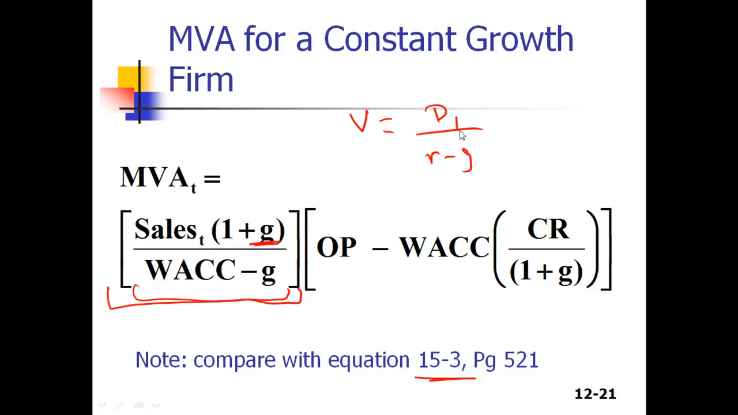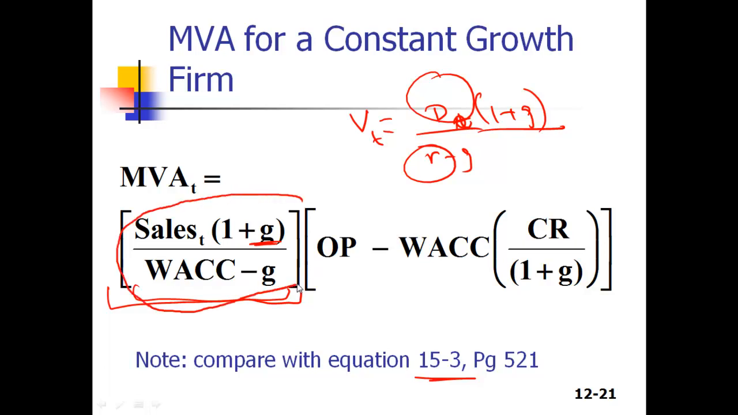Notice that actually a better way of putting this would be D naught. So value at time t would be dividends at time t into 1 plus G. So the D is being replaced by sales and the R is being replaced by WACC because we are taking an overall company perspective. The sales are flowing to all investors, not just equity investors. So the higher this expression on the left, the higher the MVA. But we also need to worry about the expression on the right.